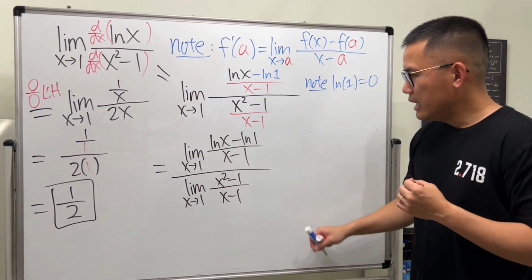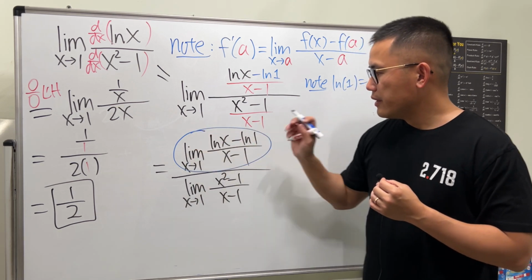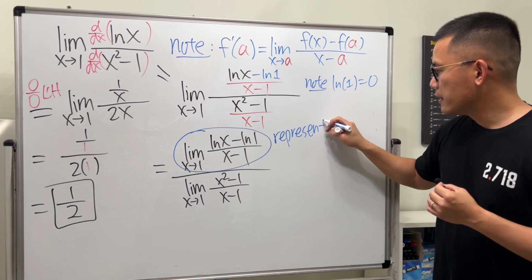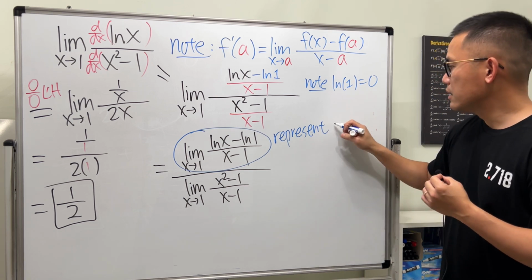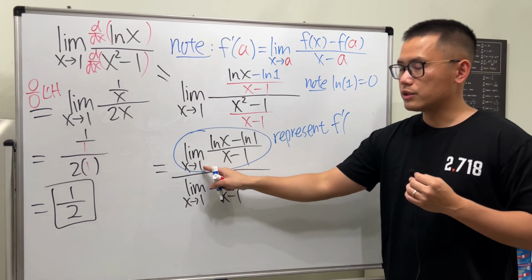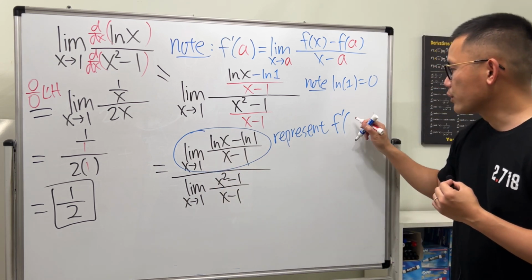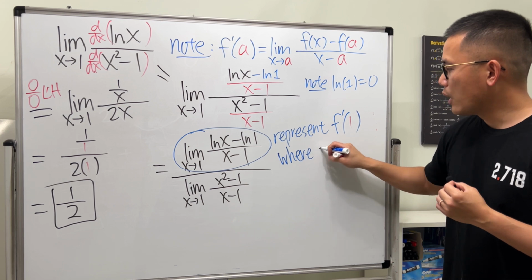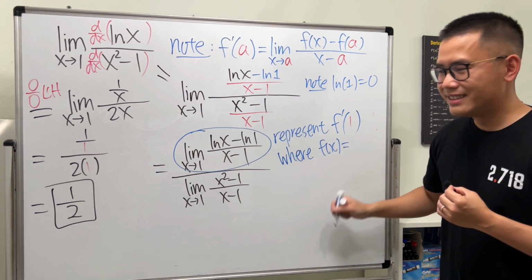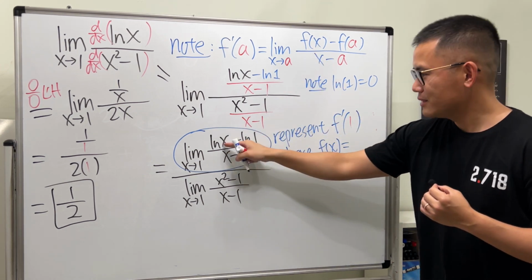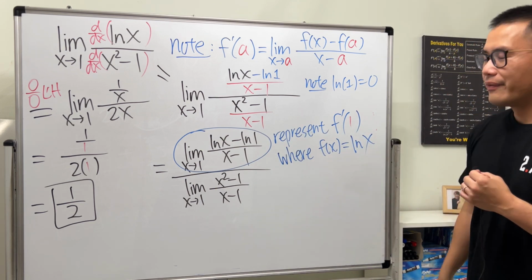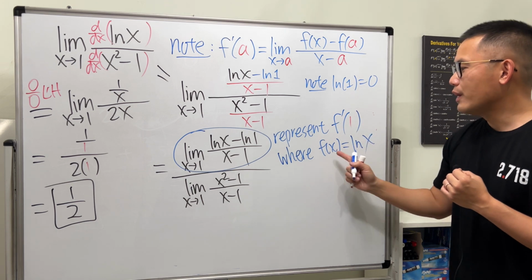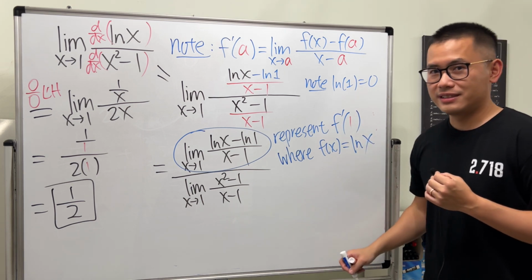Now, if you look at the top, this thing right here represents the derivative of some function, right? Well, it's going to be some function at the x value equal to 1. What's the function though? I'm just going to write that down, where our function is ln x, right? Just that. The top, this limit right here represents f prime of 1, where the function is just ln x.